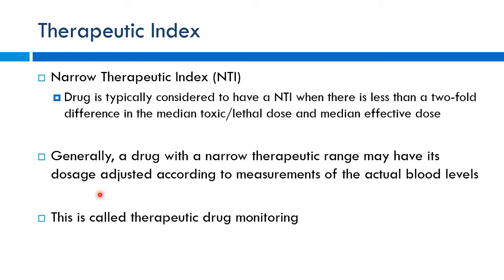And again, this is where we do things like drawing blood levels of the drug from the patients. That way we can determine where they're at. Are they too high, too low, right in the middle? And that's called therapeutic drug monitoring. We'll have a whole section on that later on in the class. So just know that's kind of what we're doing when we're measuring blood levels. It's to determine that sort of efficacy.